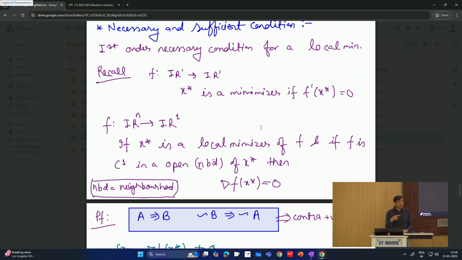Like I give in my optimization course as an example: what is the necessary condition for getting admission for a computer science major at IIT Indore? What are the necessary conditions? Can you tell me? Is there only one necessary condition? You should pass 12th with your physics, maths, chemistry.